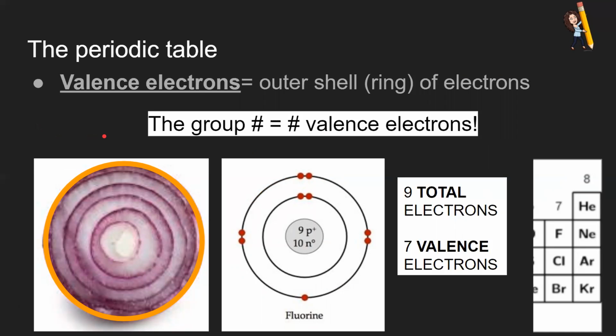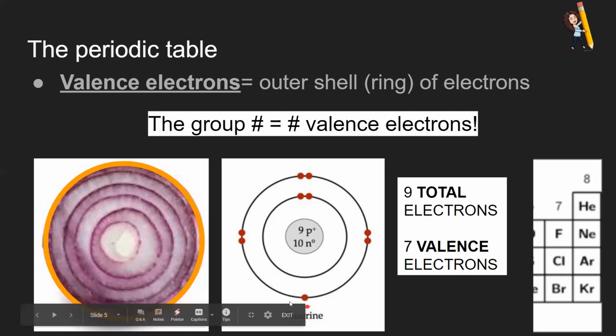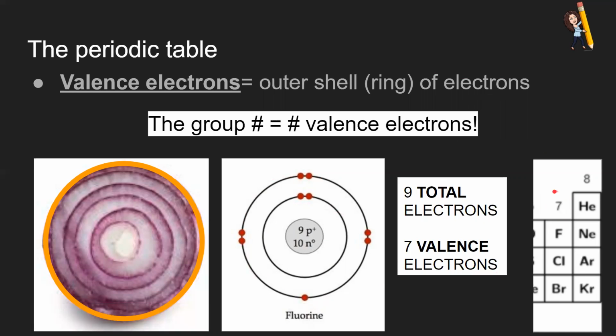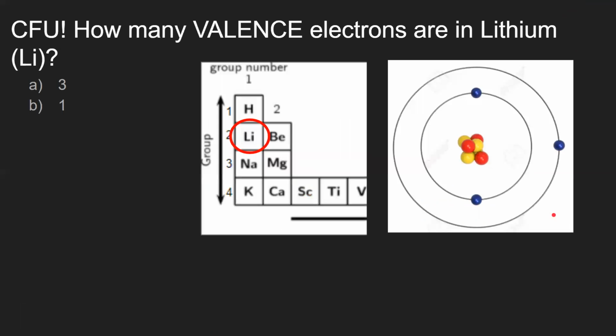Now, fluorine has 9 total electrons, which I can count here. However, it's only got 7 valence electrons, because there's only 7 red dots on the outermost ring. And if I look to my periodic table, I can see that the group is 7, which kind of cheats and tells me that fluorine has got to have 7 valence electrons.